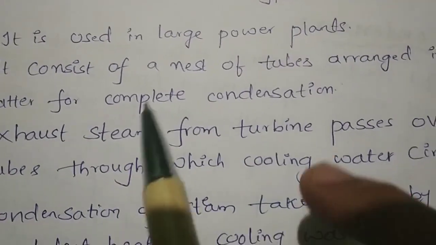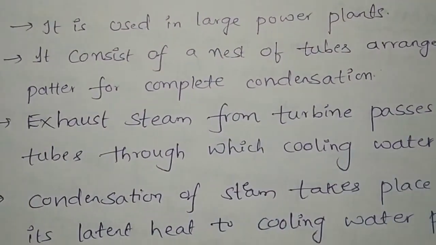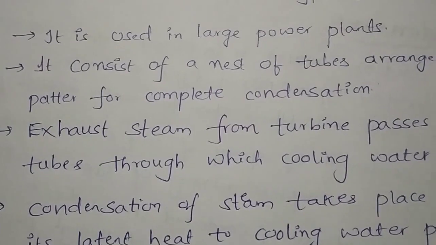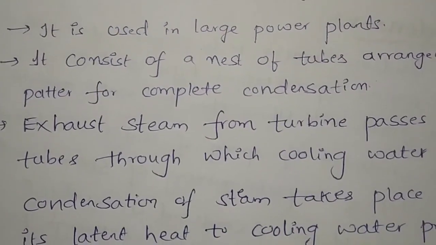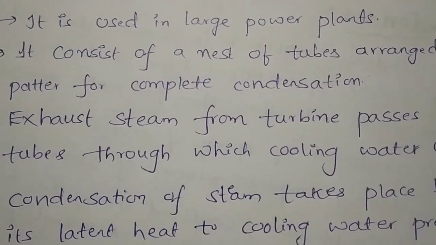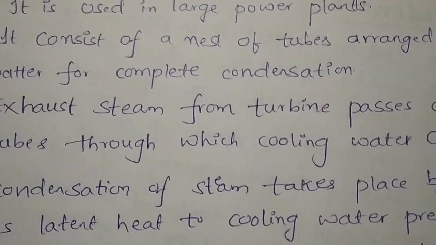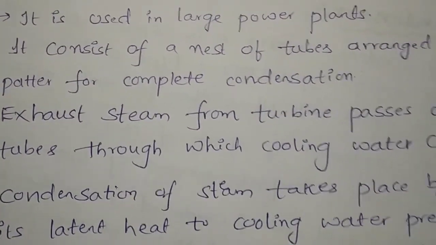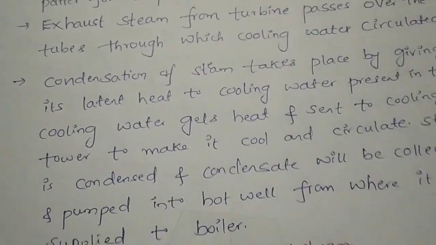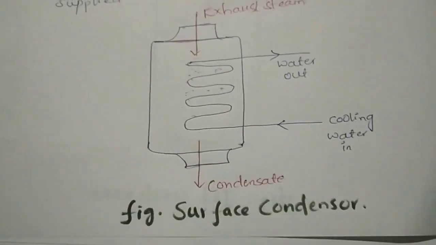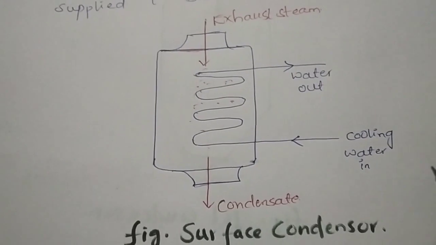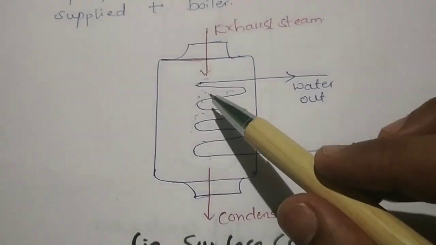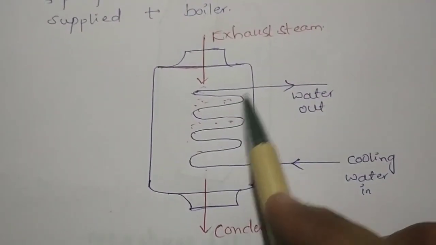There is a small difference between the surface condenser and the jet condenser. It consists of a net of tubes, and in that net of tubes the cooling water will be passed. With the help of the diagram I will explain, then you can clearly understand the working of this surface condenser. See, the surface condenser consists of this net of tubes.